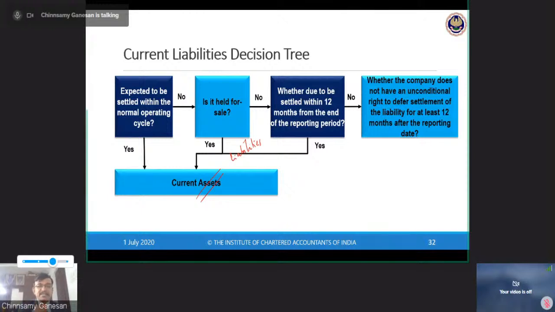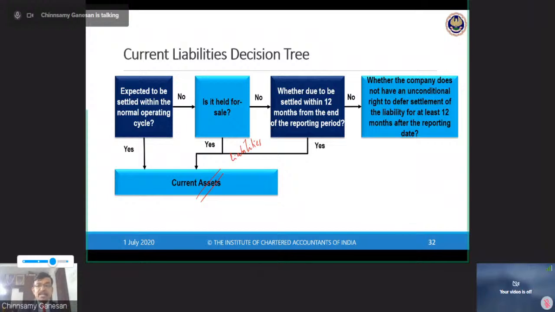What will happen in case of litigation? If the litigation gets completed within 12 months, I don't have an unconditional right to defer. And I am also not sure whether the litigation will get settled within 12 months. I am not clear about that. It's an uncertain situation. Accordingly, there is no unilateral control available to me to defer the settlement beyond 12 months. So in that situation, if I do not have that condition, it becomes a current liability.